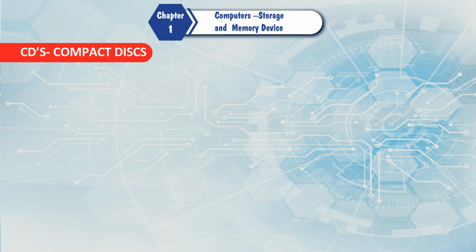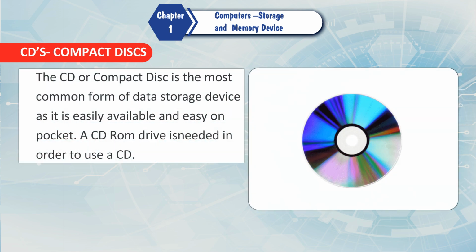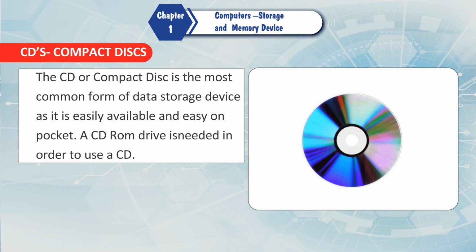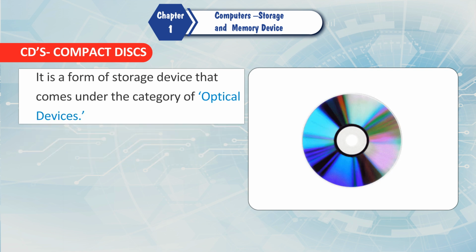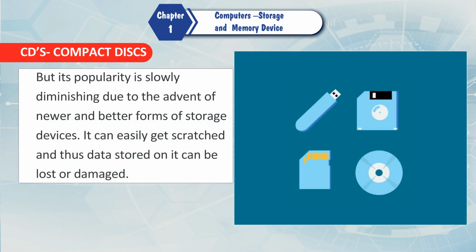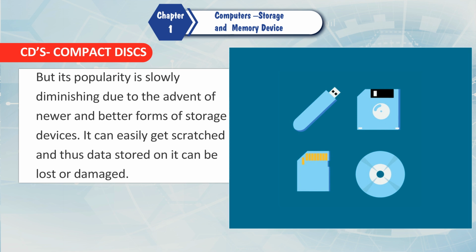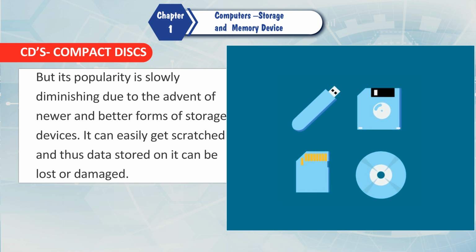CDs, compact discs. The CD or compact disc is the most common form of data storage device as it is easily available and easy on the pocket. A CD-ROM drive is needed in order to use a CD. It is a form of storage device that comes under the category of optical devices. But its popularity is slowly diminishing due to the advent of newer and better forms of storage devices.